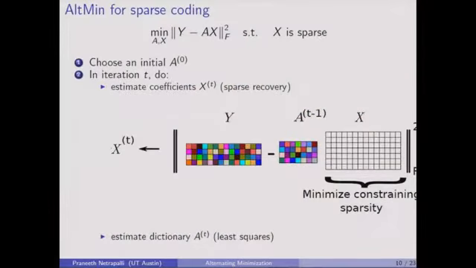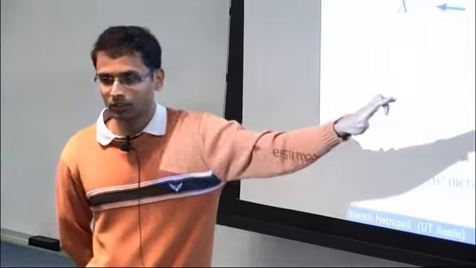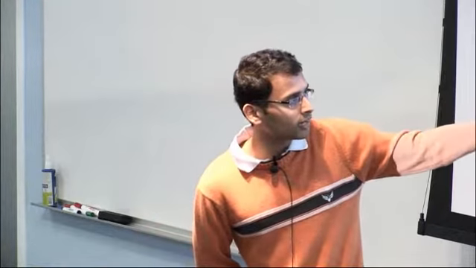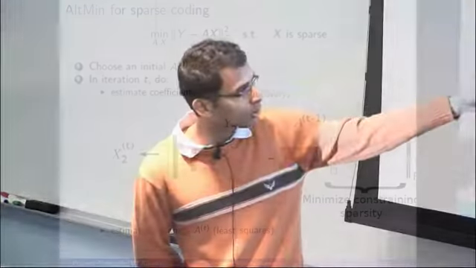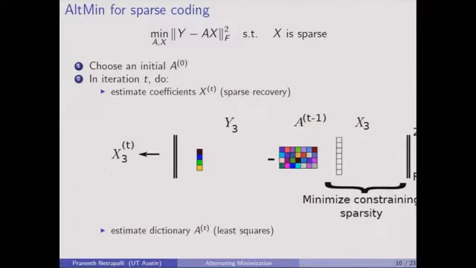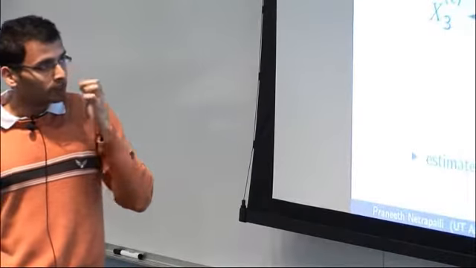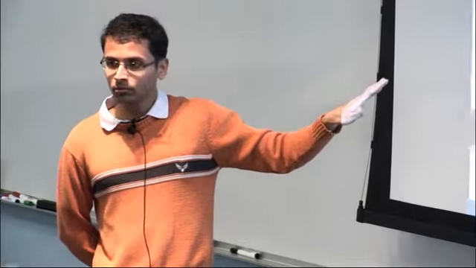I'll detail each of these steps now. In the coefficient estimation step, we do sparse recovery. So we minimize the reconstruction error, fixing the dictionary and constraining the sparsity of X. This decouples into many sub-problems, one for each column of Y or each example. So first column, second column, third column, and so on. And each of these problems is a compressed sensing problem. Compressed sensing problem meaning we want to solve a system of linear equations subject to sparsity constraint on the solution. And there are many standard compressed sensing algorithms to solve this problem.